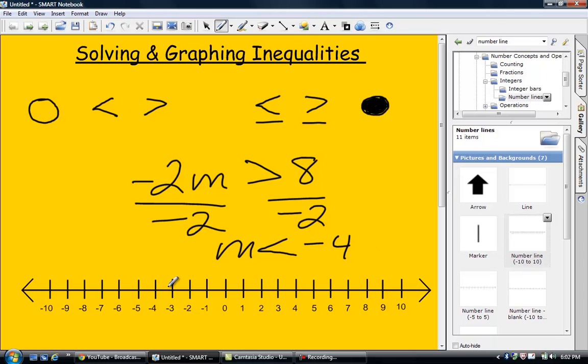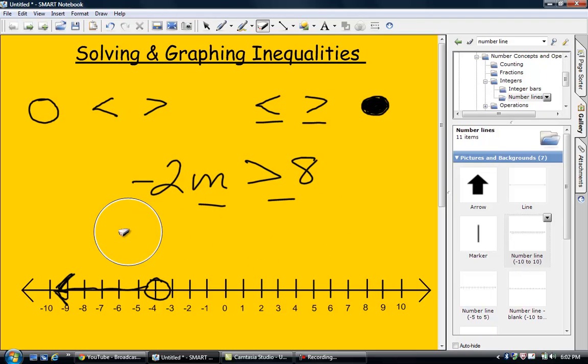That is our solution. So we go down and graph our solution, which includes any number less than negative 4. An infinite amount of possibilities.